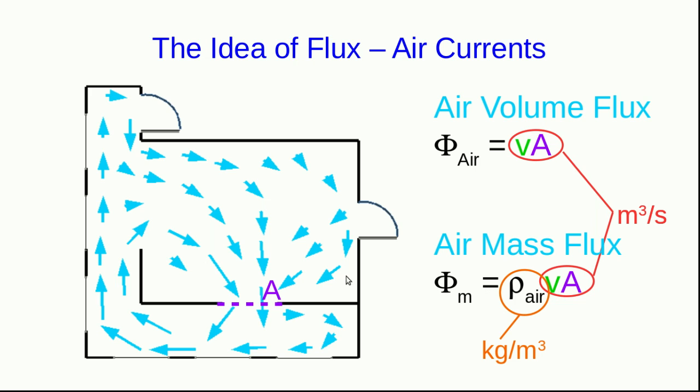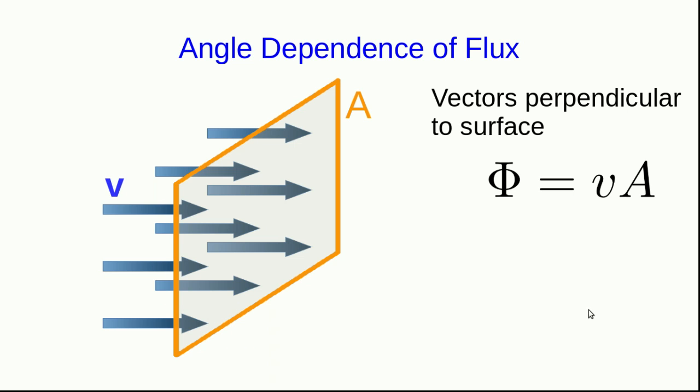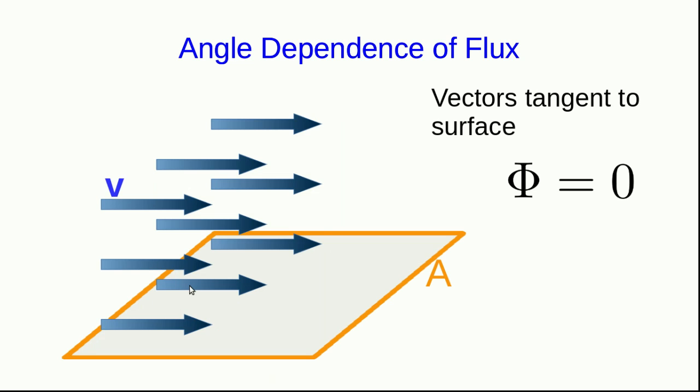speed and an area. In the case of air volume flux, if the velocity vectors of the air are perpendicular to the area that we're thinking about, then the flux really is just the speed times the area. But notice if you have an area that's lying down so that the velocity vectors are parallel to it, clearly no air is flowing through that area, and so now the flux is zero.